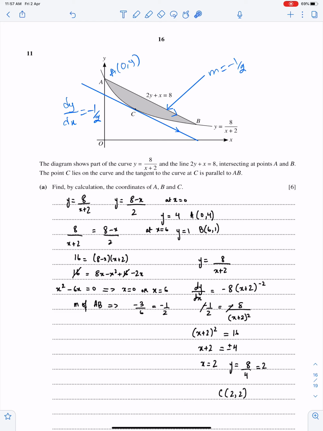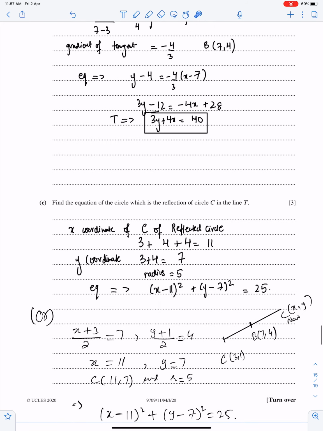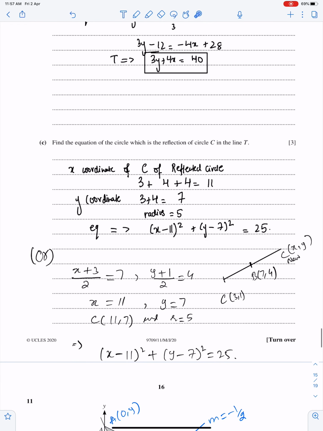Next question. I hope you have understood this solution. This is the center of the new circle, and this is the center of the previous circle, the object, and this is the image, and this is the midpoint. So by using the midpoint formula, we can easily get the coordinates of this new center, and the radius is the same, 5, and this is the equation of the new circle.